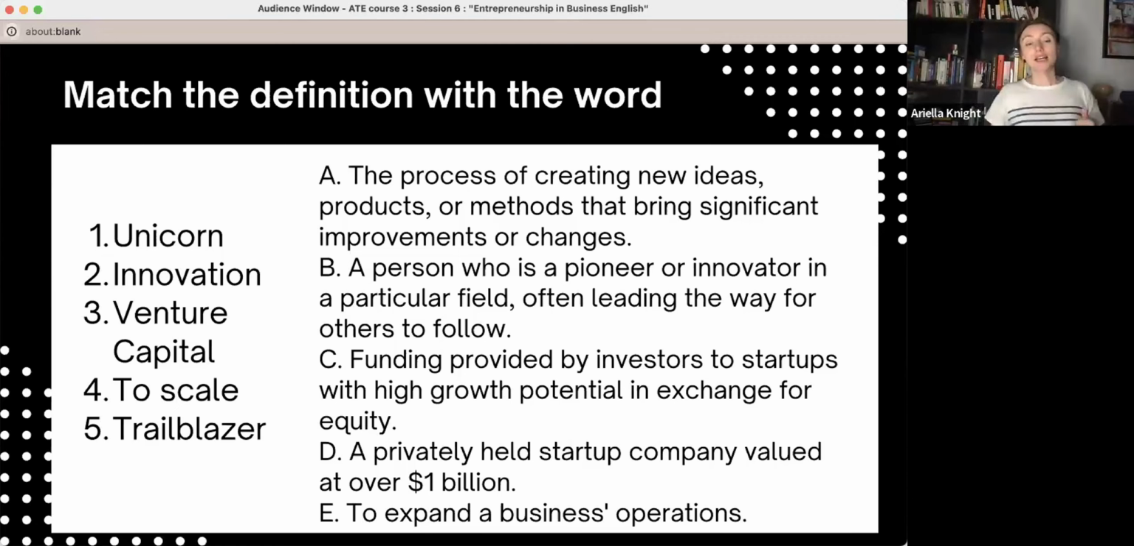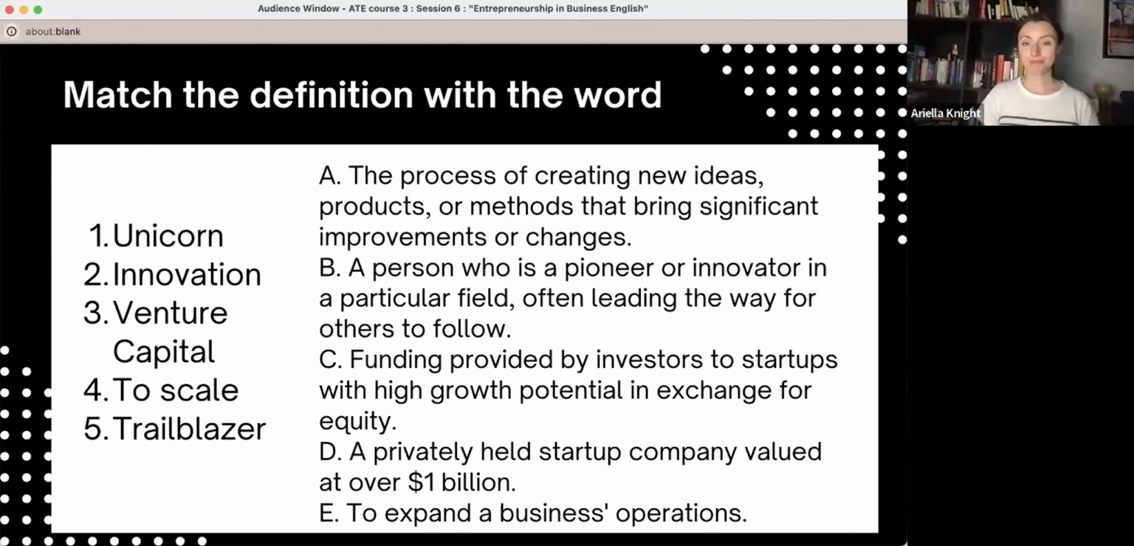Great. Two, innovation. What did you find for innovation? Beautiful. Good job. Innovation is the process of creating new ideas, products, or methods that bring significant improvements or changes. Nice. Number three, venture capital.